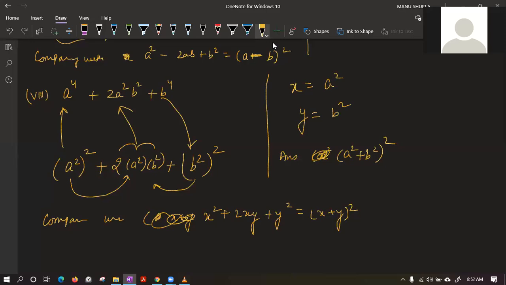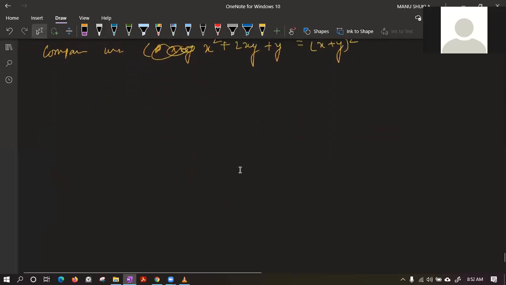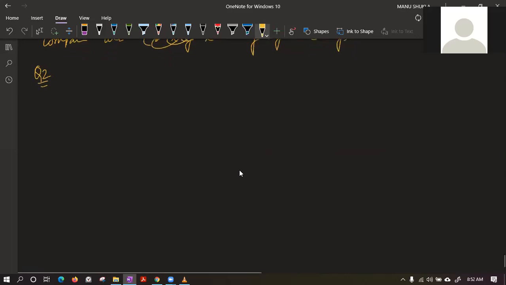You just need to concentrate on the steps that we are using and it will be easy for you. Yes, factorization is simple, not that tough if you are aware of the rules. Now let us take question number 2 fast. In question number 2, again we have to factorize.